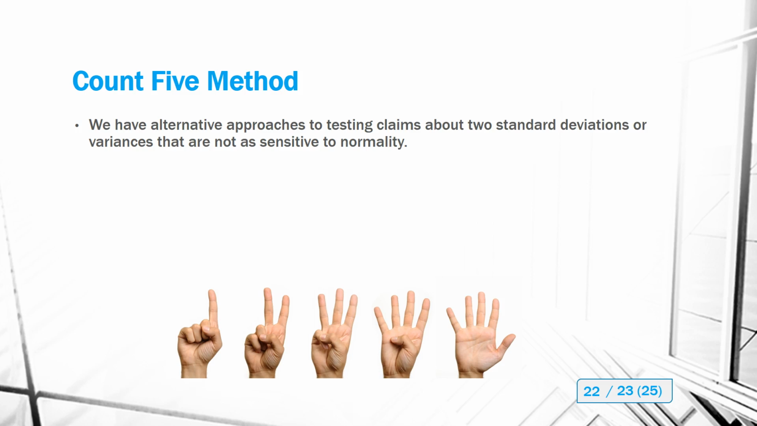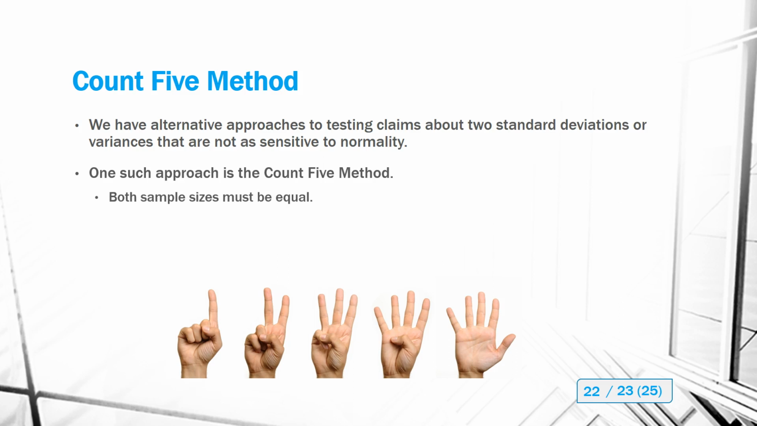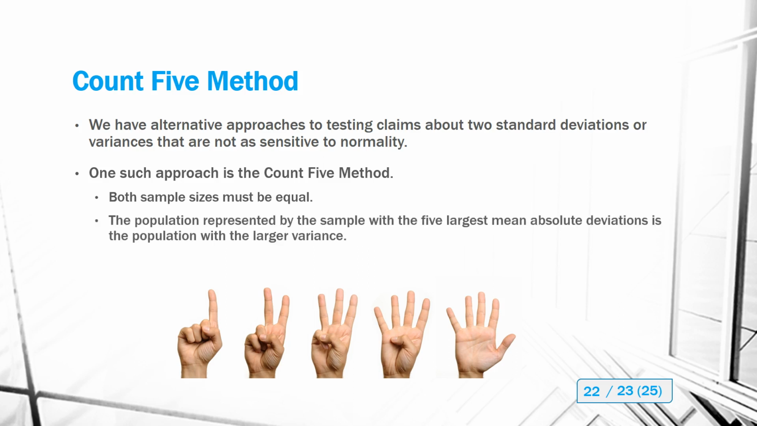So essentially with the Count 5 method, you have to have both sample sizes equal to each other. Okay, so you can't have different sample sizes. You have to have the same sample size for each one. And then for each of the samples, what you have to do is take what's called the mean absolute deviations for each of your sample sizes. And then you just pick the sample with the 5 largest mean absolute deviations, and the population that is represented by that sample is then concluded to have the larger variance.